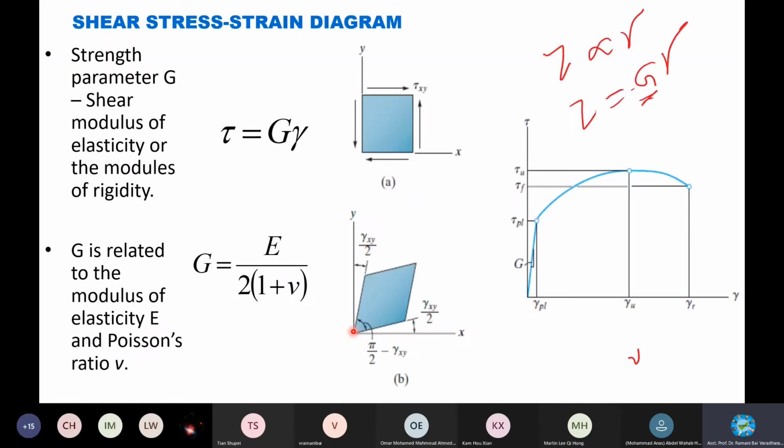I want to show this one, shear strain. Let me show the video later on. Let us cover some portion of this. Strength parameter. Okay, you are going to learn another parameter or modulus.